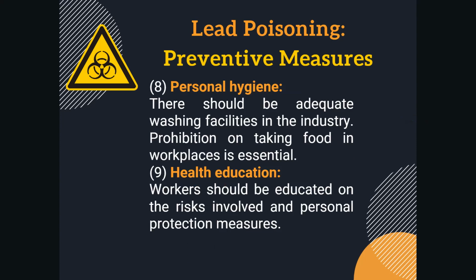Number eight, personal hygiene. There should be adequate washing facilities in the industry. Prohibition on taking food in the workplace is essential. And number nine, health education. Workers should be educated on the risks involved and the personal protection measures.